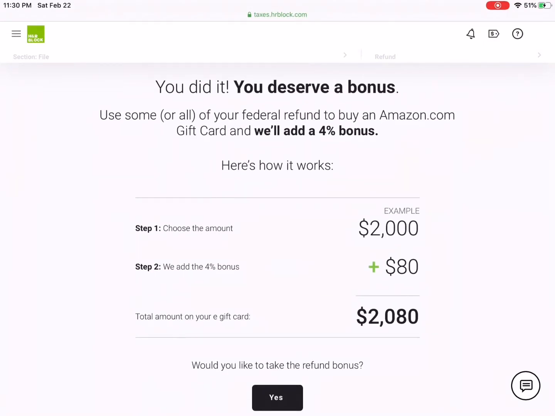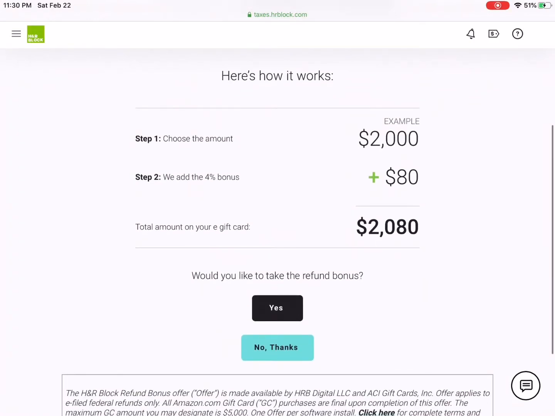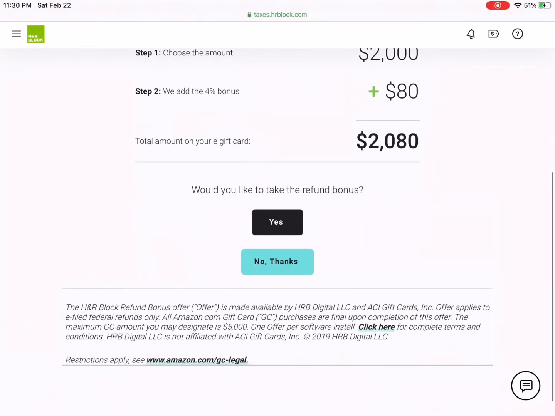I think that's really cool. I haven't seen this with any of the other online software that I've reviewed, so if you spend a lot on Amazon, or if you do a lot with Amazon, this is a great deal. You're going to get 4% of your refund on a card. That's awesome. I'm going to say no thanks.